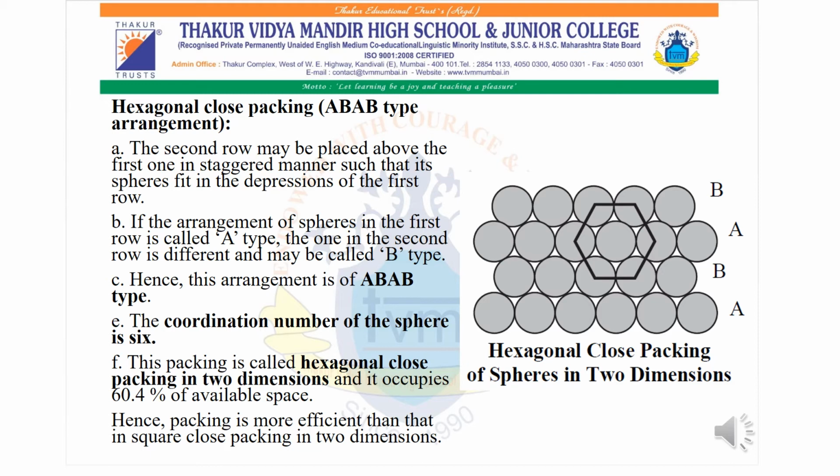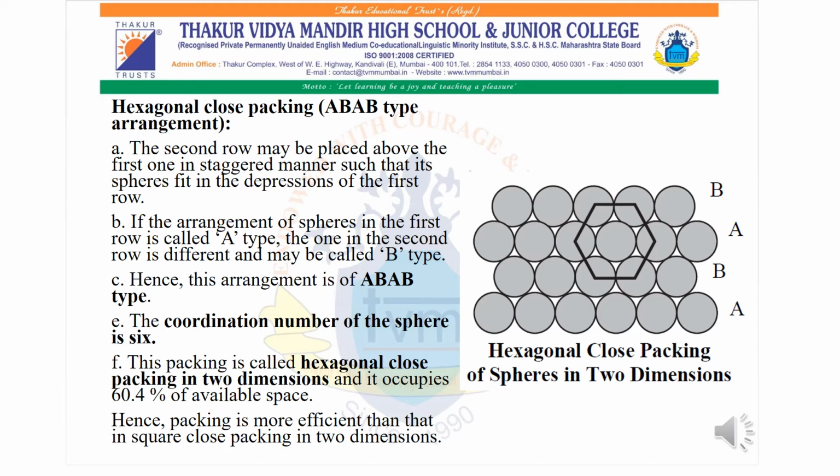Each sphere is in contact with 6 of its neighbors, and therefore the coordination number here becomes 6. The centers of these 6 spheres are at the corners of a regular hexagon. Hence, this packing is called hexagonal close packing in 2 dimensions, and it occupies 60.4% of the available space.